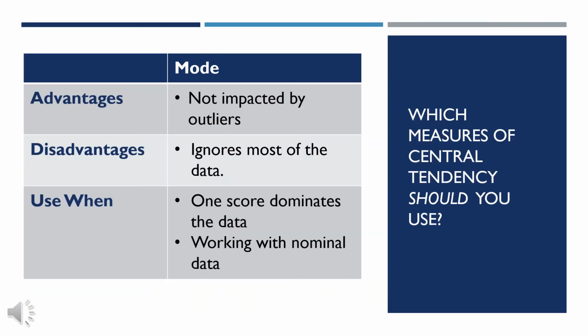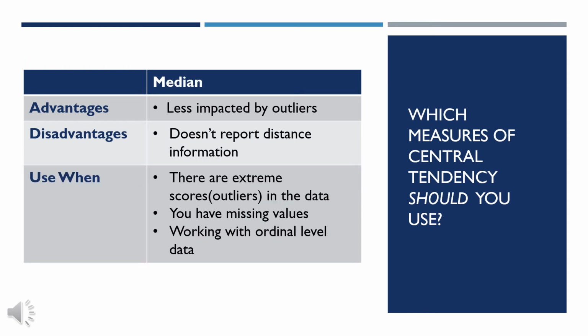Let's discuss some advantages and disadvantages of each measure of central tendency to help you decide which to use. Take the mode. An advantage to using the mode is that it is not susceptible to outliers. A disadvantage is that it ignores most of the data and only considers the score that occurs the most frequently. You want to report the mode if there is one score that dominates the data and when the data variables are nominal. The mode is, in fact, the only measure of central tendency that can be used with nominal level data.